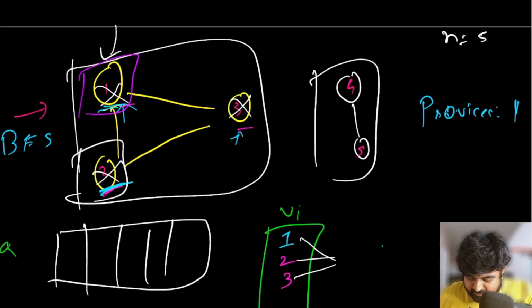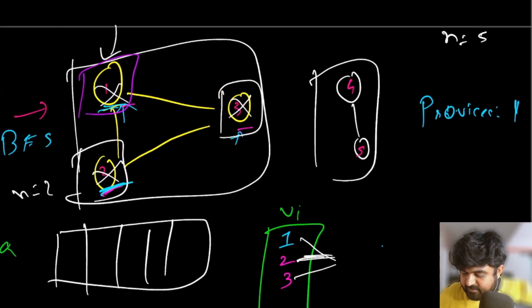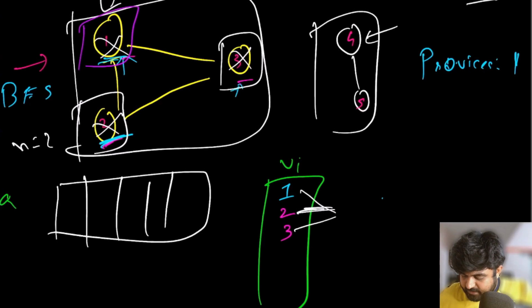Now we will start with n is equal to 2, but that has also been visited, so we will simply skip over. N is equal to 3 has also been visited, so we will simply skip over. Last value is n is equal to 4. N is equal to 4 has not been visited, so marking 4 to our visited list, adding 4 to our queue, and now 4 has a neighbor 5.